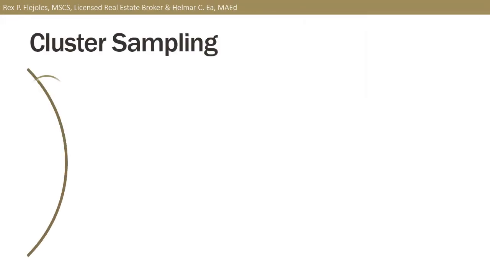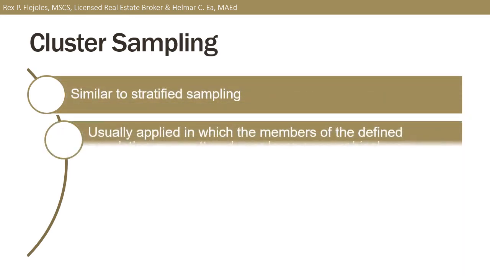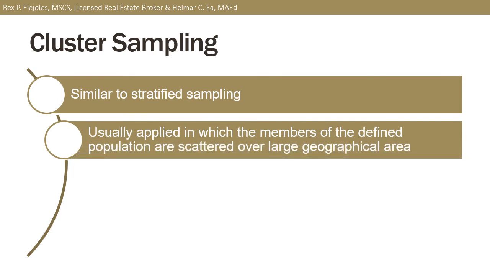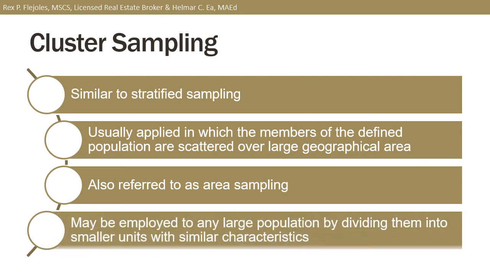On cluster sampling, this is similar to stratified sampling, although this technique is usually applied in which the members of the defined population are scattered over large geographical areas. It is referred to by Etikan and Bala as area sampling. It may also be employed to any large population by dividing them into smaller units with similar characteristics and randomly choose certain cluster as a sample. Moreover, Etikan and Bala as well as Taherdost named multi-stage sampling to further the clustering to reach a narrow selection of the sample.